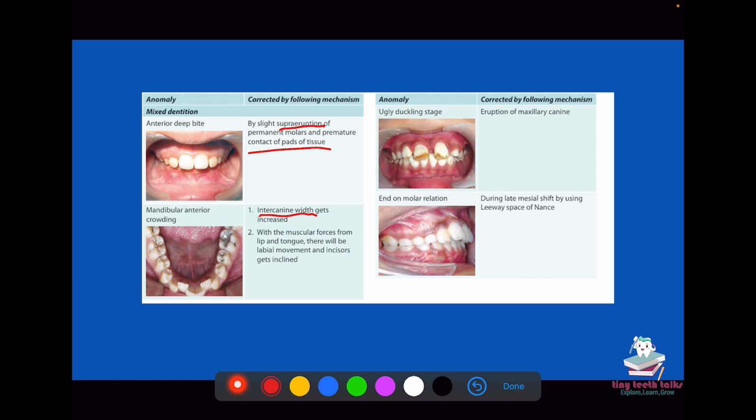We all know that during eruption of the maxillary canine, there is an ugly duckling stage, but after the eruption of the maxillary canine, it corrects by itself. And the molar relation is corrected during the late mesial shift by using the leeway space of Nance.